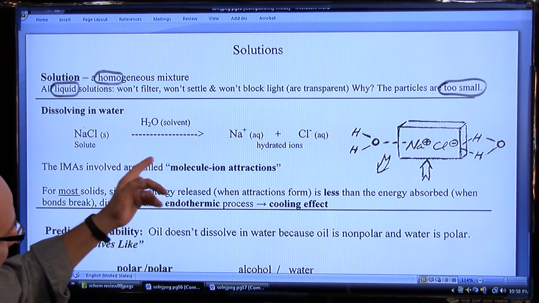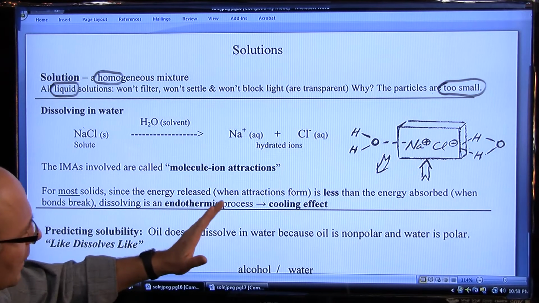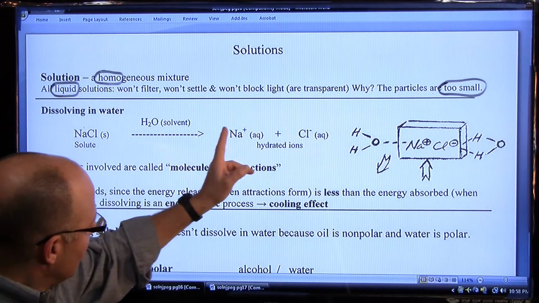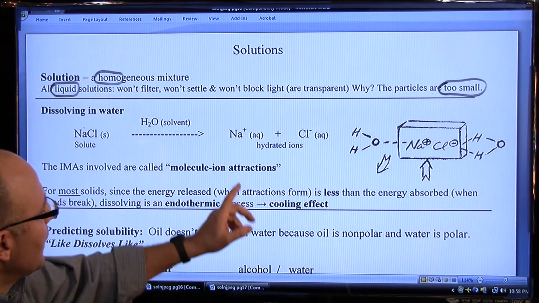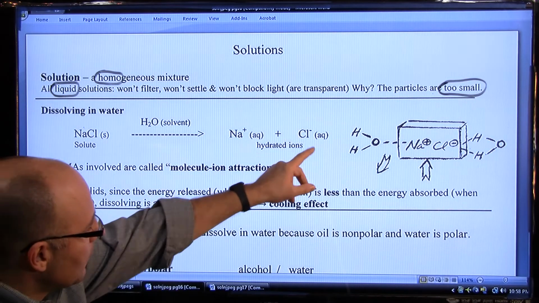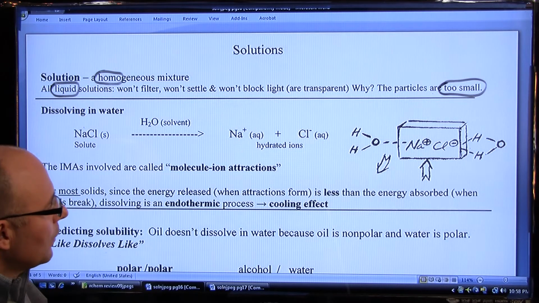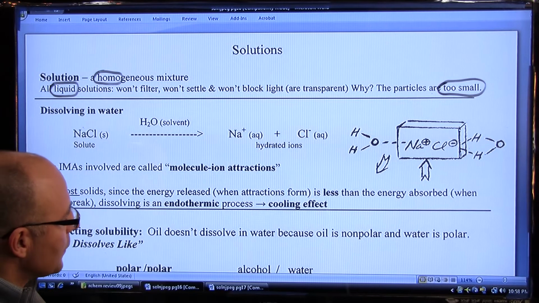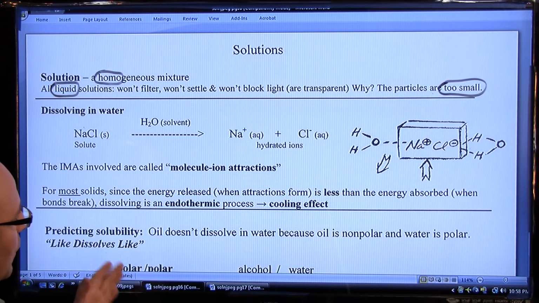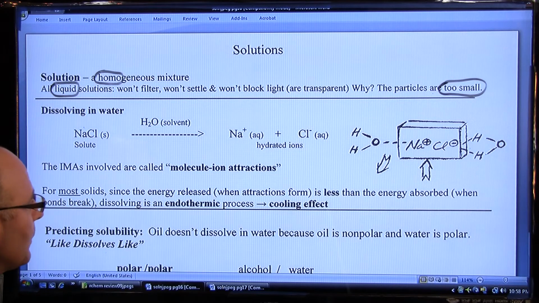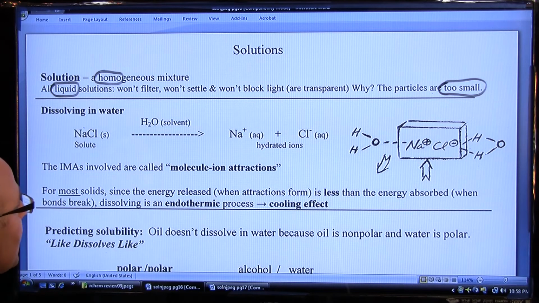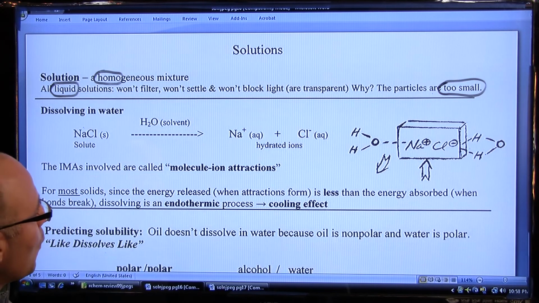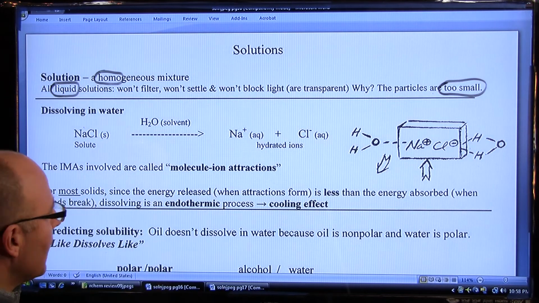In the case of NaCl, since the water splits the compound and separates the ions from each other, we'll end up with Na+ (aq) and Cl- (aq). Those are hydrated ions, which means that the sodium and chloride ions have been separated from each other through the process of dissolving.